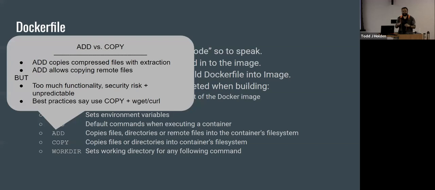So the best practice currently is that you use copy, right, which only allows host system copying, and whatever you need from remote, write an explicit wget command so that you are in control of what gets executed, right? Because when I say run a wget command, you are in charge of that command, right? You know what you are asking it to do. So that's the current best practice.